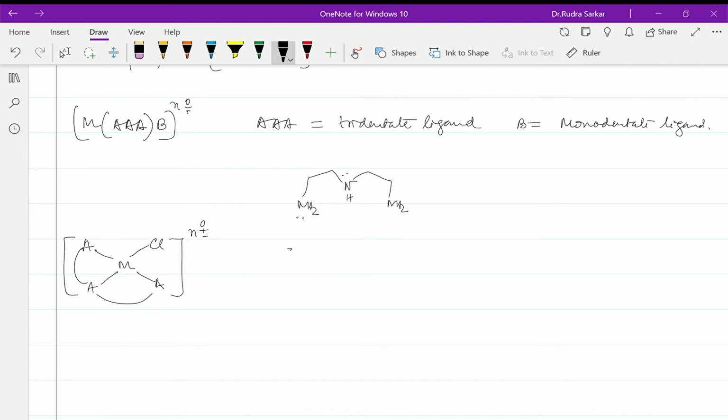What is the example? We will say Pt dien Cl. So this complex will not be able to show any type of geometrical isomerism. Only one arrangement is possible. So we will say no GI.